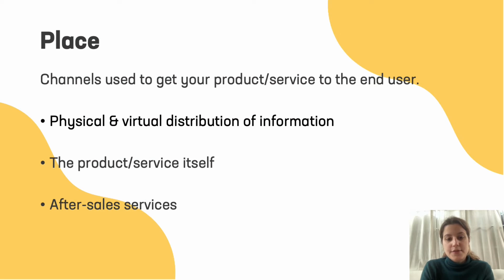The third P stands for place and refers to the channels via which your product or service will eventually reach your target groups. In the marketing mix, place describes the marketing channels, such as the set of mechanisms or networks through which your product reaches target groups, and also comprises the physical as well as virtual distribution of information, the product itself, and after-sales services.